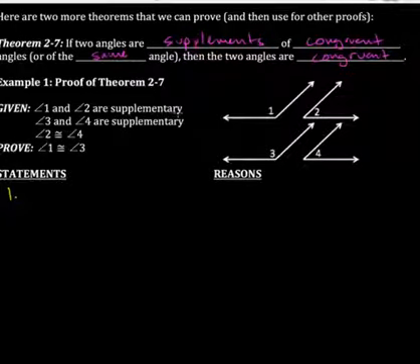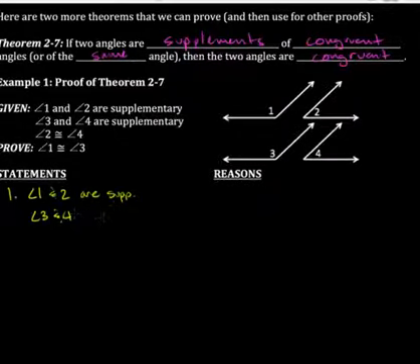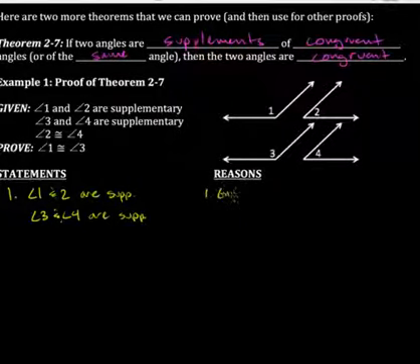Let's look at a couple of the given information statements here, and let's throw those in to start with. Let's say that angle 1 and angle 2 are supplementary, and let's say that angle 3 and angle 4 are supplementary, and we'll give that a given reason. Well, what does that mean?